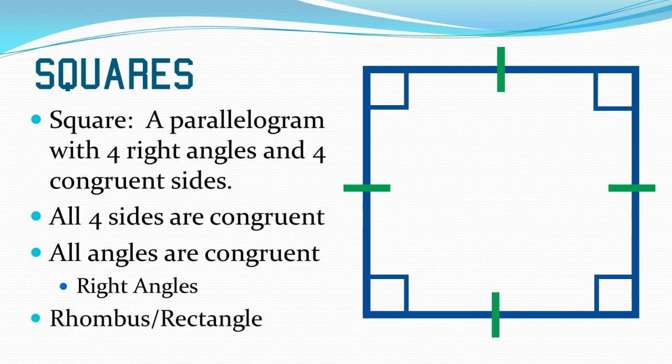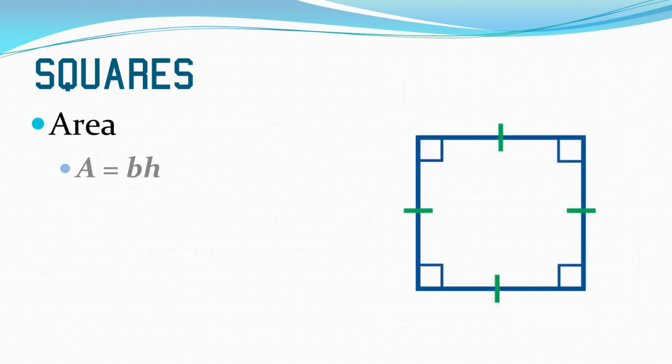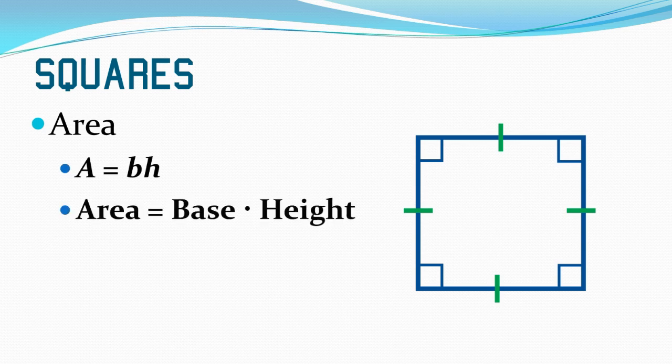It's because of this relationship between rhombuses and rectangles. Rectangles have all four right angles. Rhombuses, or rhombi, have all four congruent sides. Squares have both of those properties. So based on that, we can use the same formula for parallelograms. Area equals base times height.